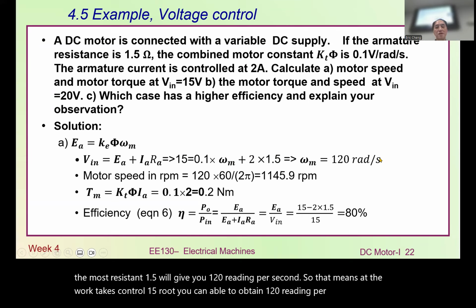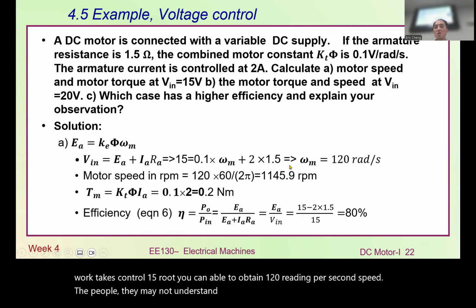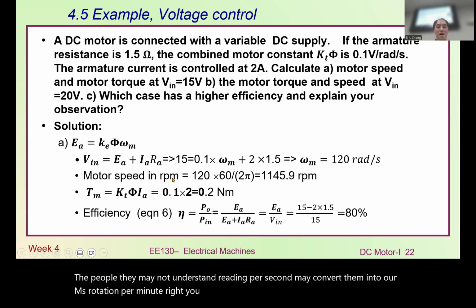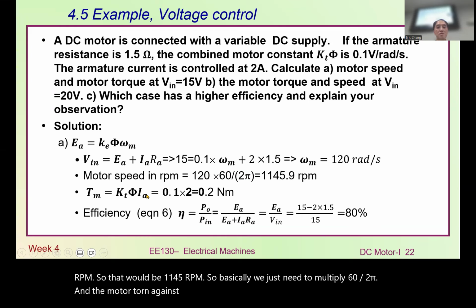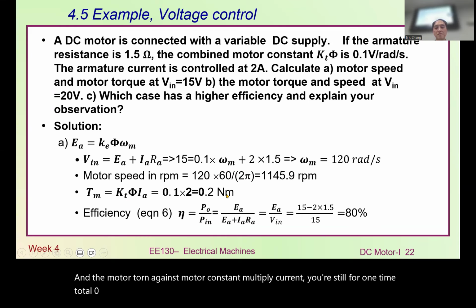So that means at voltage control of 15 volt, you are able to obtain a speed of 120 radian per second. People may not understand radian per second, so we convert them into RPM, rotations per minute. That would be 1145 RPM. Basically, we just need to multiply by 60 divided by 2 pi. And the motor torque is the motor constant multiplied by the current, 0.1 times 2, equals 0.2 Newton meter.